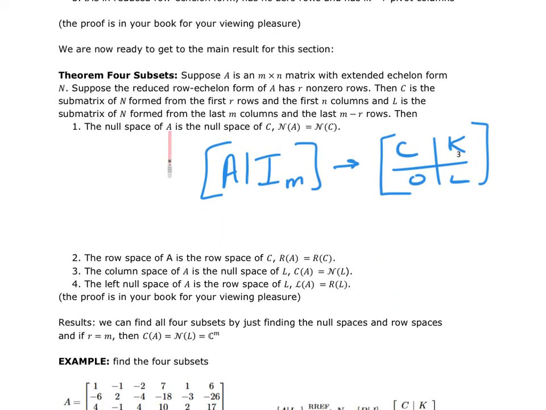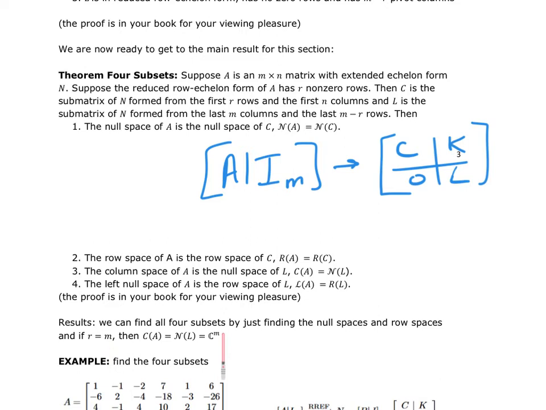So the null space of A is equal to the null space of this submatrix C. The row space of A, my original matrix, is the row space of C, this smaller submatrix. The column space of A, my big matrix, is the null space of L. That's this little submatrix down here. The column space of A is the null space of L. The left null space of A, that's script L, is the row space of L, L being this matrix. The script means the left null space. The non-script is just telling me I'm the subspace of my matrix. We call it L, and I know it's a little confusing. The left null space is equal to the row space of L.